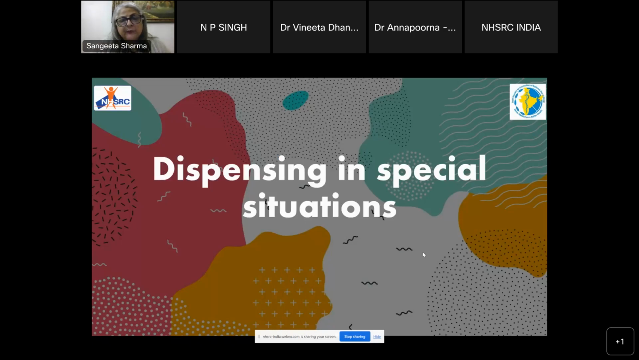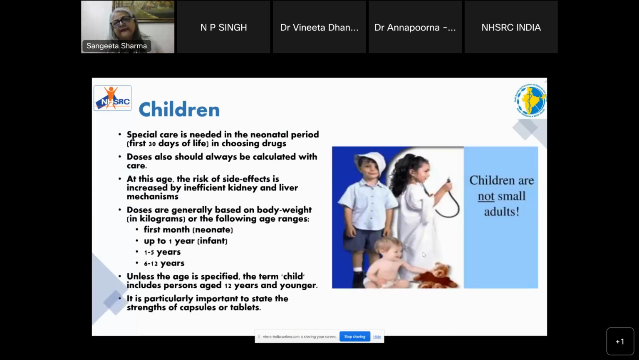So now let's get to the special situations. As I said, children are not small adults. You can see, they are neonates in the first month, up to 1 year, infants 1 to 5 years, because they are different, because their organs are at different stages of development. Their physiological factors and pharmacokinetics would change according to the weight and the maturity of these organs. So never think that children are small adults. I think if you get this right, a lot of problems will automatically be solved. And dose in children should always be calculated with care, because if you look at most of the doses, these are per kg body weight.